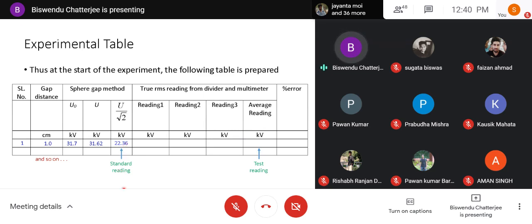So once you complete this table, now you measure these 3 values with the help of your multimeter and get the average reading, and compare this and this for percentage error. Please tell me, is it clear? Yes, sir. Okay.